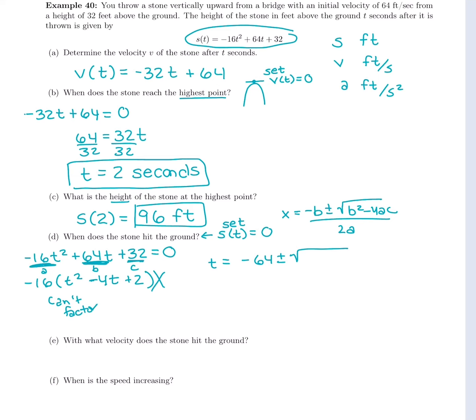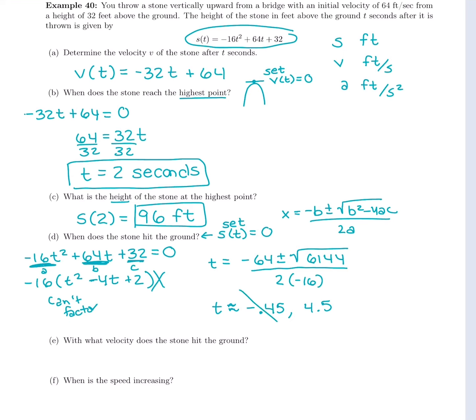So when I plug in that b squared minus 4ac, I'm getting 6,144. I'm going to calculate that discriminant right off to the side. And then 2 times a is negative 32. So our t values that we get, if we add or subtract, are going to be negative 0.45-ish and about 4.5 for our two t values.